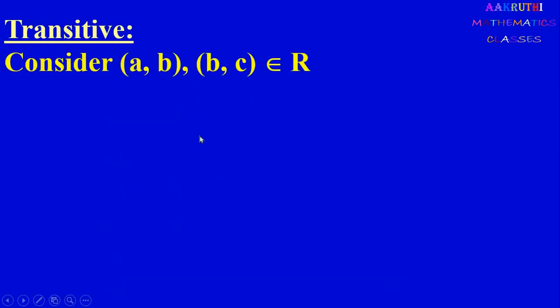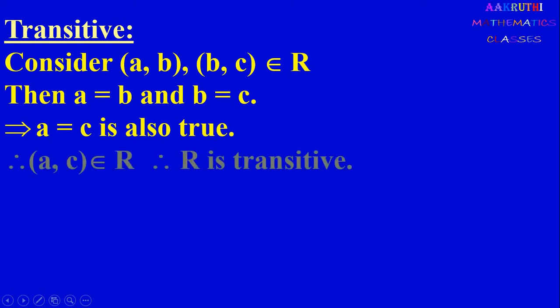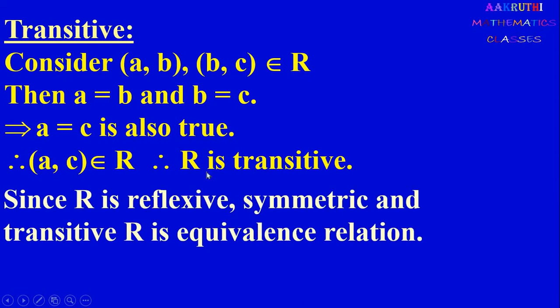We take (A, B) and (B, C) belongs to R. That implies A equal to B and B equal to C. If A equal to B and B equal to C, then A also equal to C. Therefore (A, C) belongs to R. Therefore R is transitive. Since R is reflexive, symmetric and transitive, R is an equivalence relation.